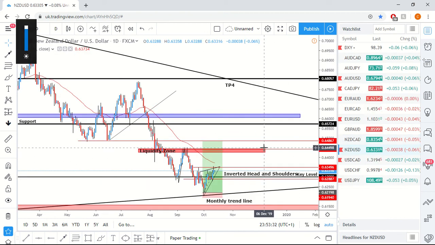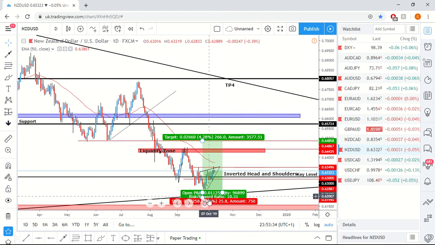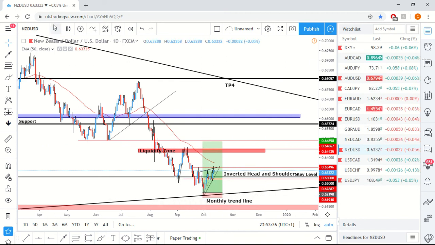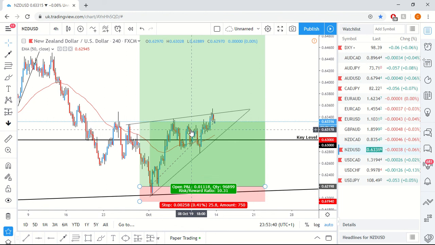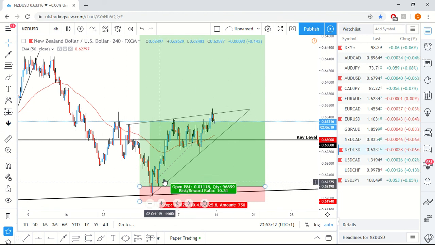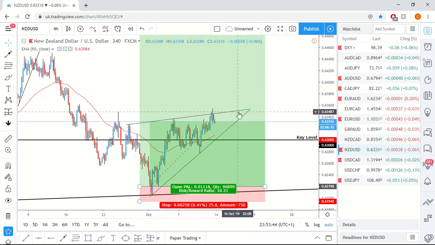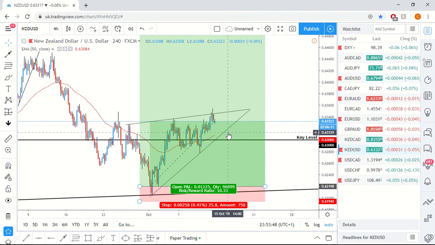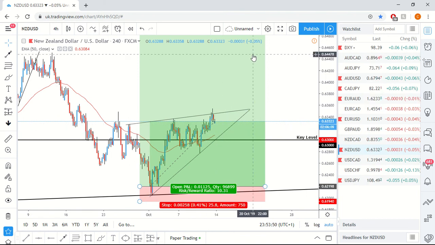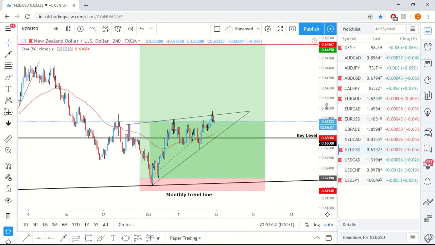Moving on to New Zealand dollar, US dollar. Obviously, I'm still in this one long. I went through this one last week, so we've got this long-term position. We've got this triangle formation here, so this trend line here and this trend line here. What I'd like to see is one more touch down onto this bottom trend line before breaking through the above trend line, and then carrying on our big move.